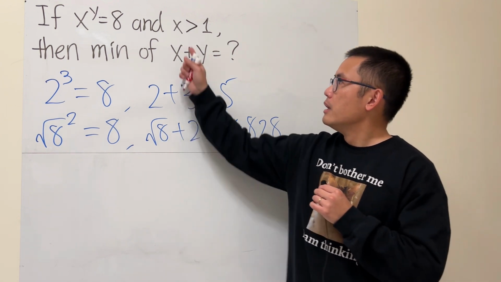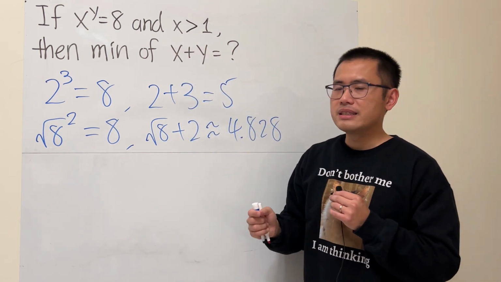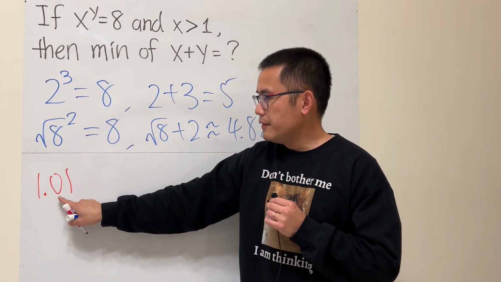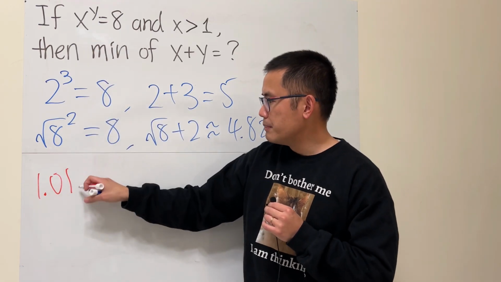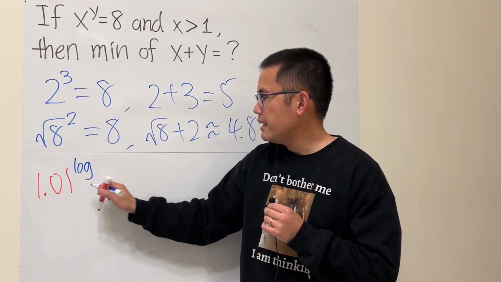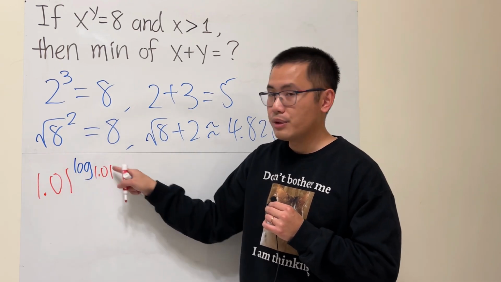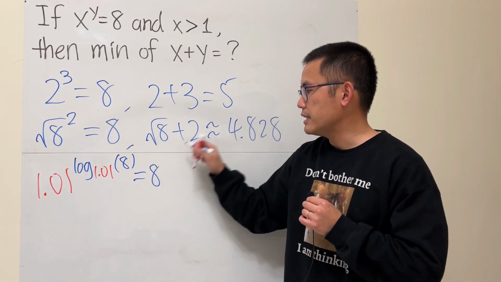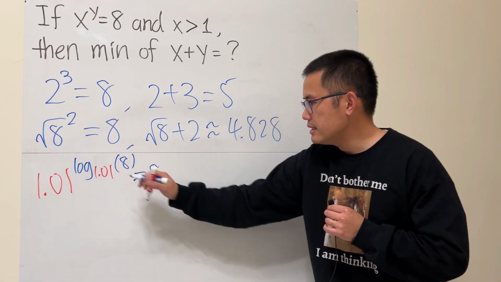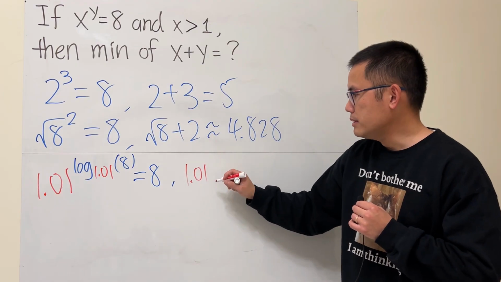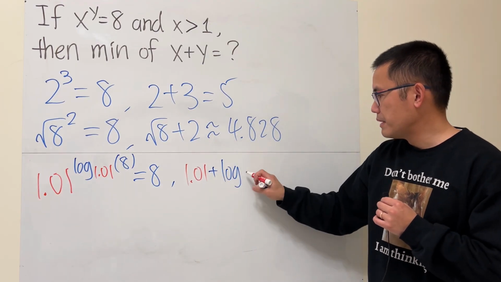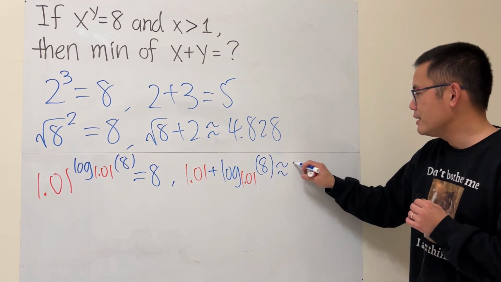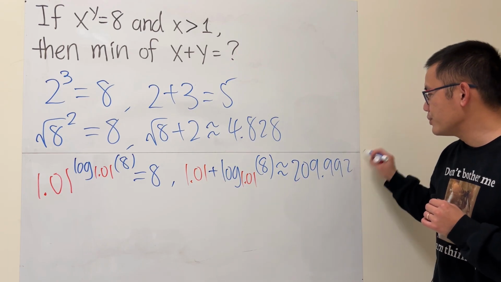For example, since I have the condition x is greater than 1, I can say, let's say x is equal to 1.01. If x is this, then for y, I can just make that equal to log base 1.01. So they still cancel. But for the input, I will have to put an 8. So altogether, I will still end up with 8. And then if I add this and that together, 1.01 plus log base 1.01 of 8, this right here, you get approximately 209.992.